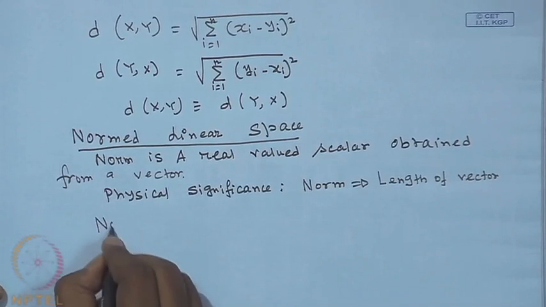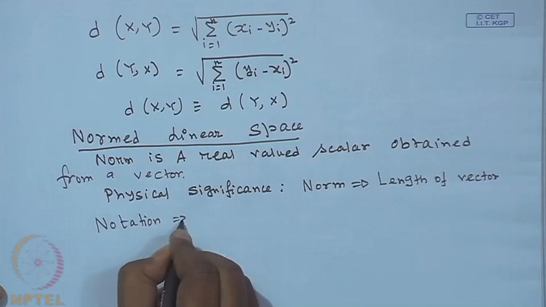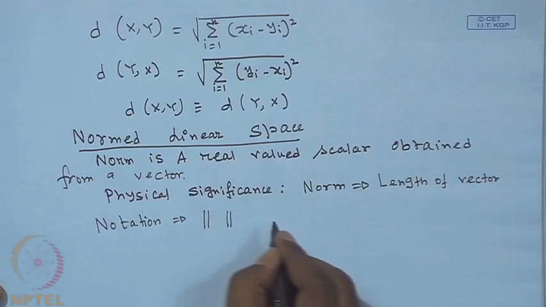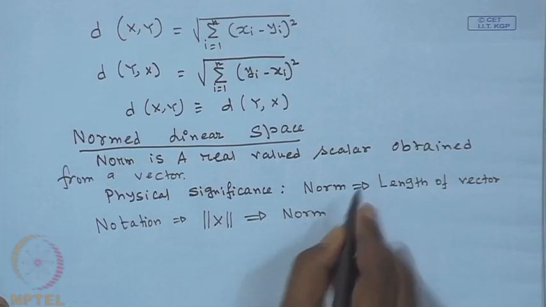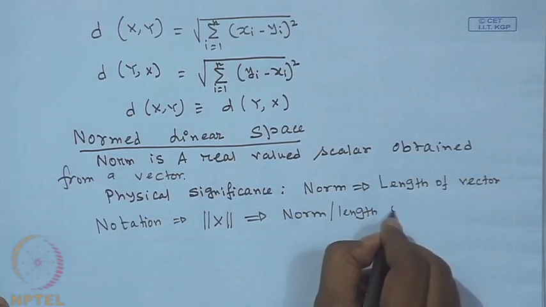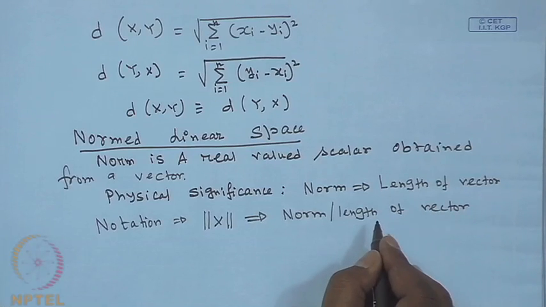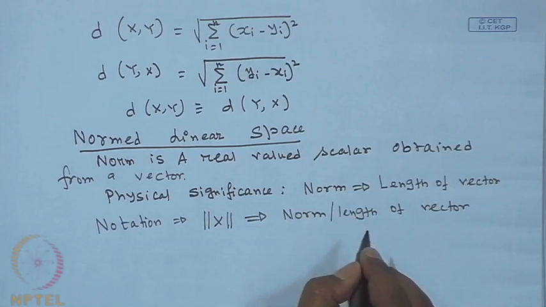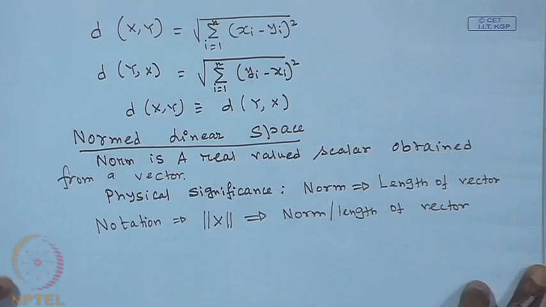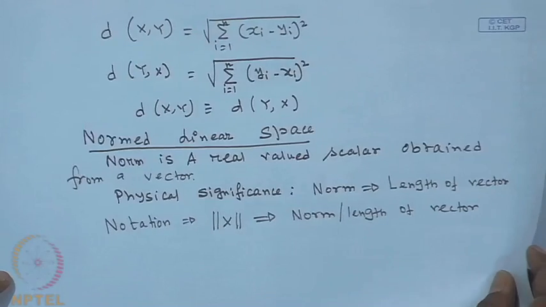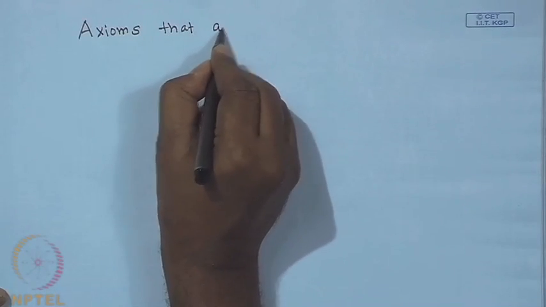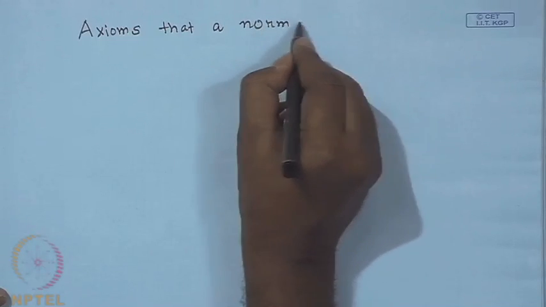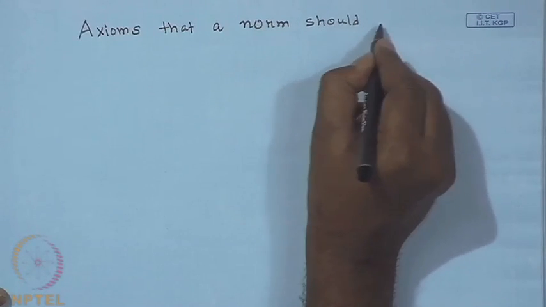And let us say what is the notation? It is denoted by the double bars. So, this means we are talking about the norm or length of a vector. Since length does not have any direction, it is a scalar quantity. Again, a norm must satisfy some set of rules or axioms. Let us note them down. Axioms that a norm should satisfy.